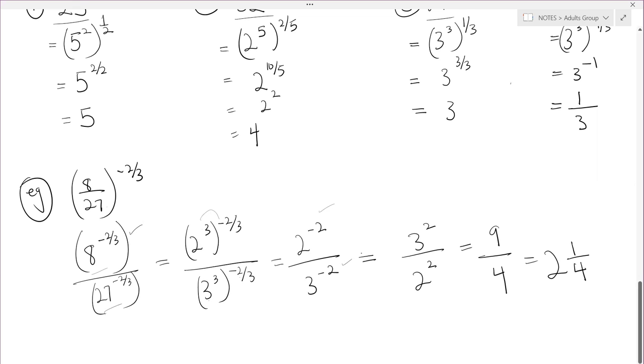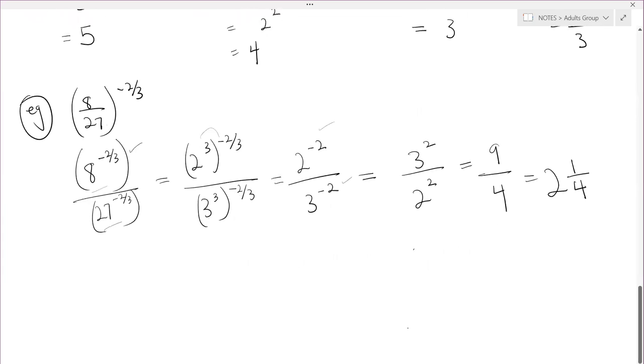And in order for us to work this out, we need to make the powers positive, especially if we're doing this by hand. So I send the 2 to the power of negative 2 down to become positive in the denominator, and I send the 3 to the power of negative 2 up to become positive in the numerator. So that's how we got 3 squared on top and 2 squared at the bottom. And we know 3 squared is 9 and 2 squared is 4. And we simplify that as 2 1/4.